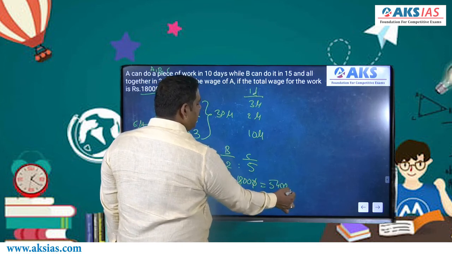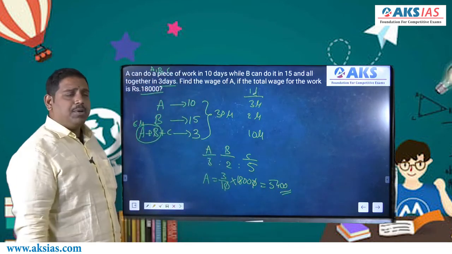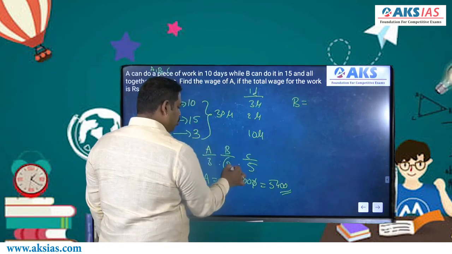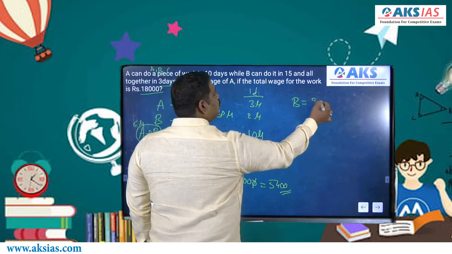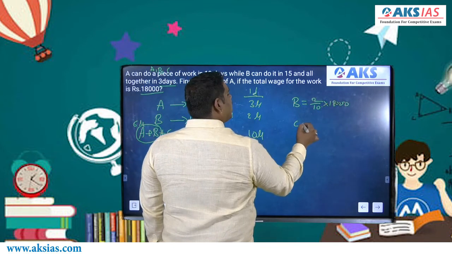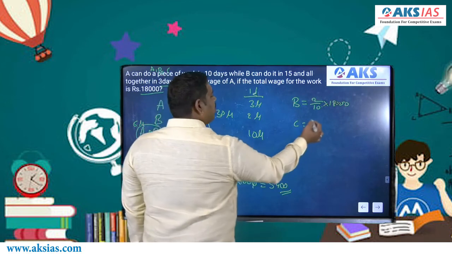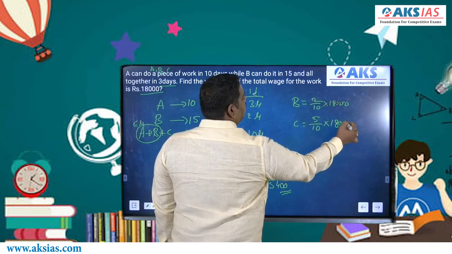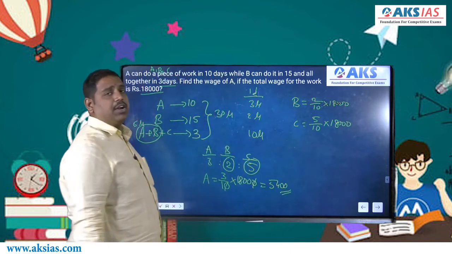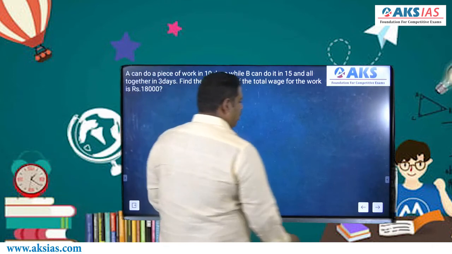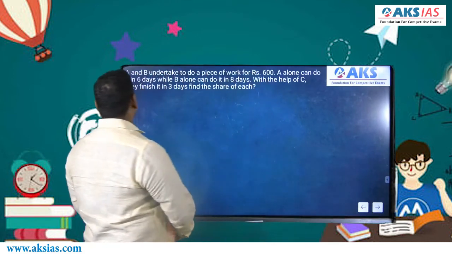That means the share of A is 5,400. Suppose he is asking about the share of B, B means 2 out of total 10, so 2 by 10 into 18,000. If he is asking about the share of C, C's share is 5 out of 10 into 18,000. Like this we have to work out. This is a simple question in the wages model. Let's go to the next question.